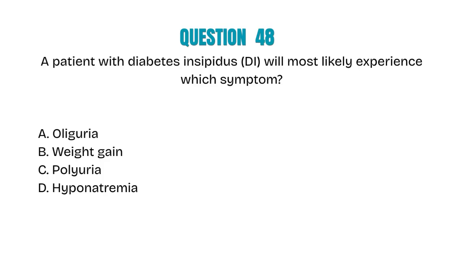Question 48. A patient with diabetes insipidus, DI, will most likely experience which symptom? A. Oliguria. B. Weight gain. C. Polyuria. D. Hyponatremia.